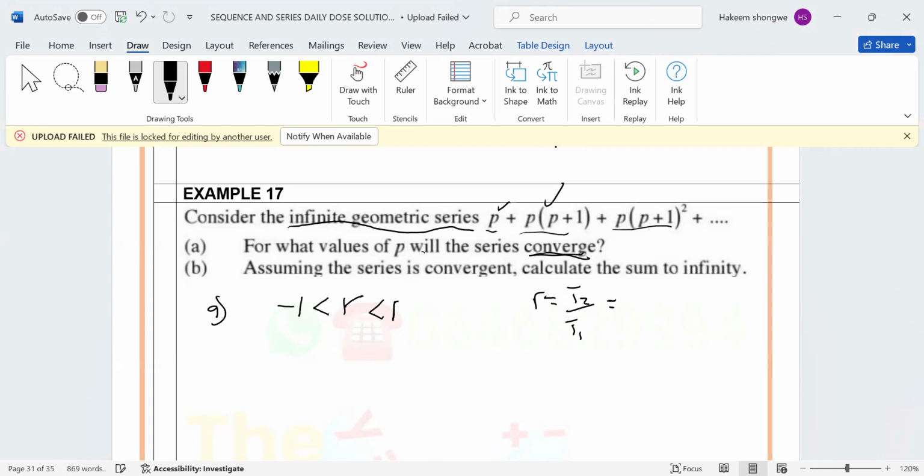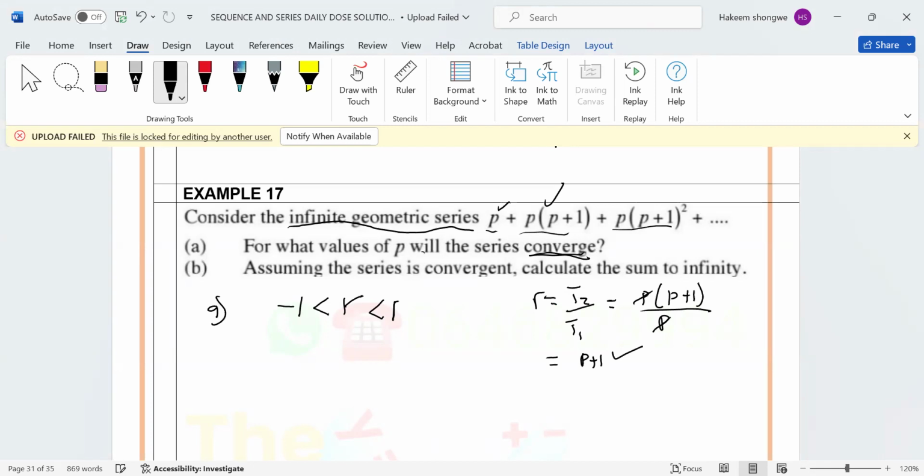Based on this, what is term number 2? It's P open bracket, okay? And then it's P plus 1, like this. All over, what is term number 1? It's P. Now, if you are to solve this, you will see something like this. P and P are going to divide each other out, okay? If P and P divide each other out, what am I going to get? P plus 1.